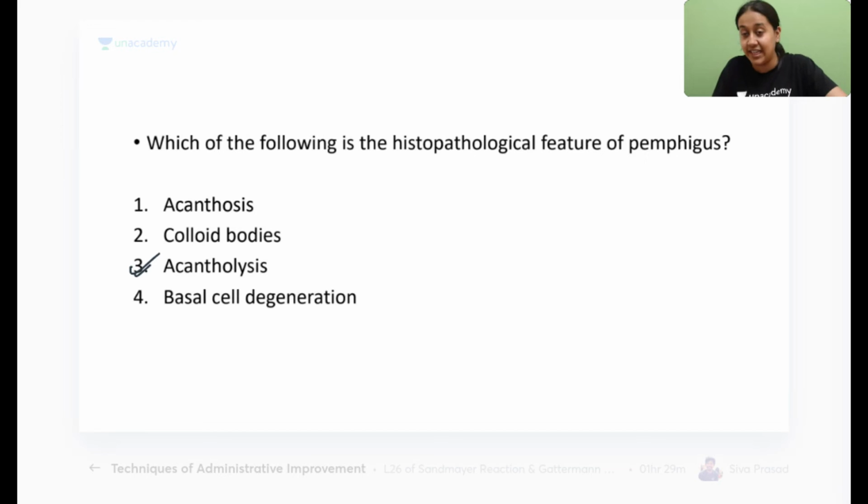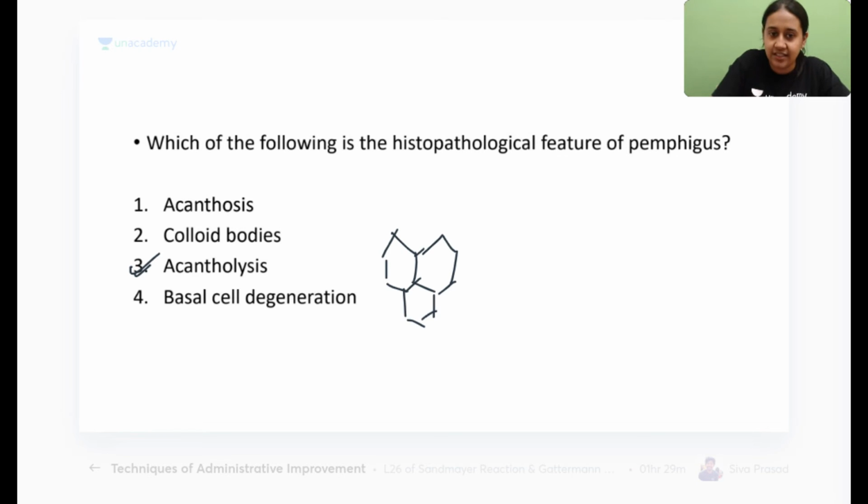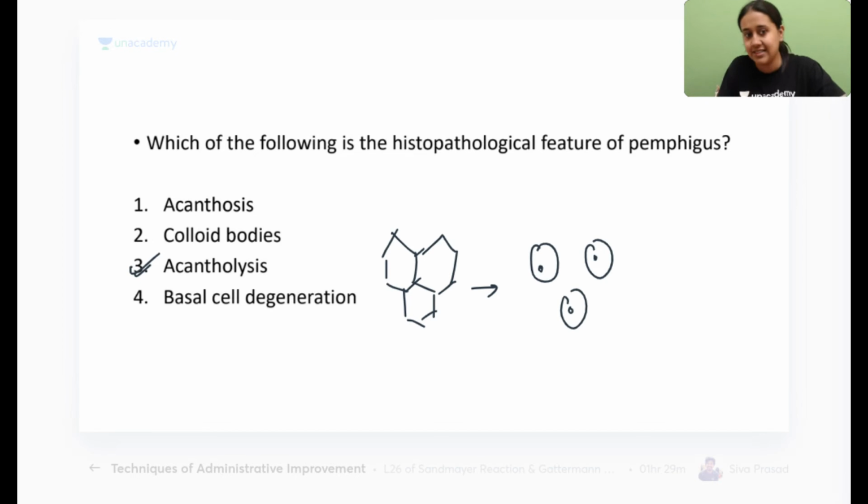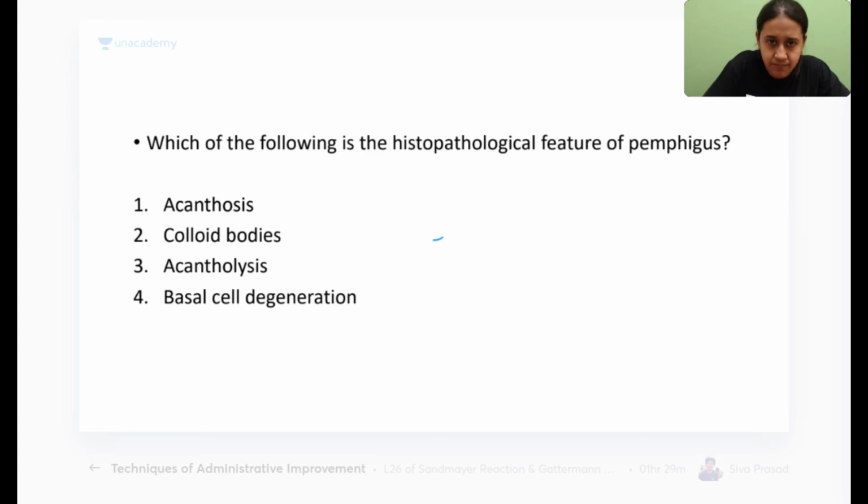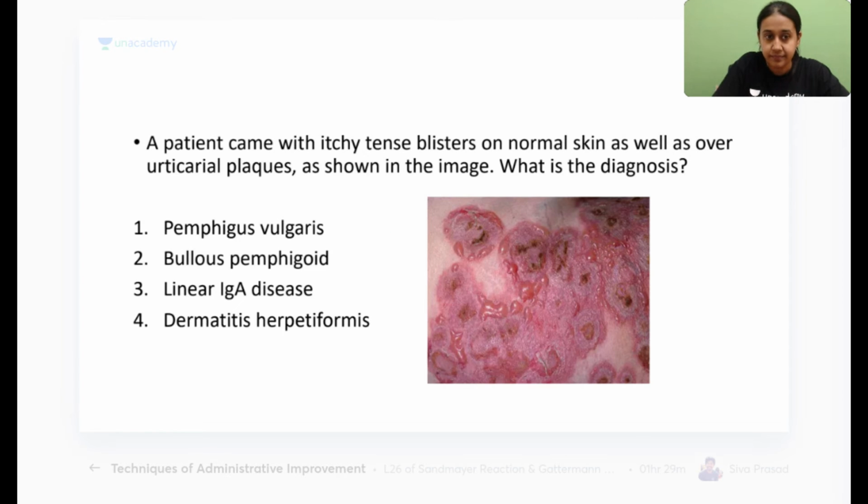It is a classical case of acantholysis, and I told you acantholysis means whenever the cells of stratum spinosum, which are closely adhered to each other, they get separated like this. They form classical acantholytic cells which are round with a large central nucleus and a perinuclear halo. So I think there's no confusion with this particular question. Let's move to another question.